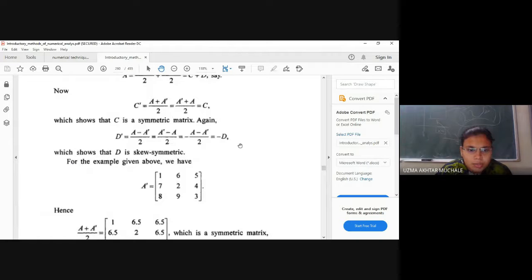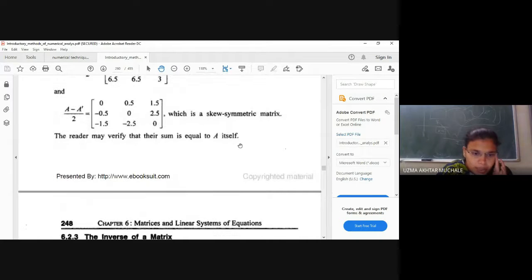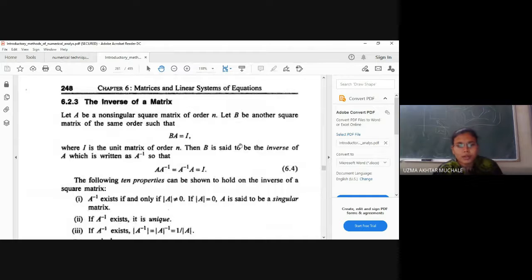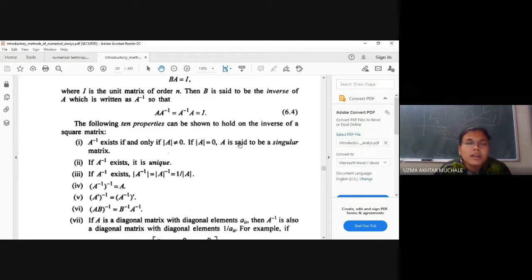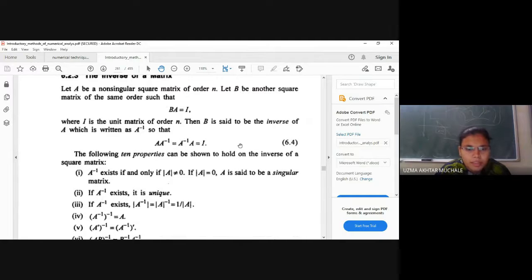Now these are skew symmetric matrices, the properties that you have to study, because I am not going to give detailed descriptions of what matrices are, since I hope you have already covered this in your BSc. What is A inverse? How to find the inverse of a matrix? So what is the inverse of a matrix?